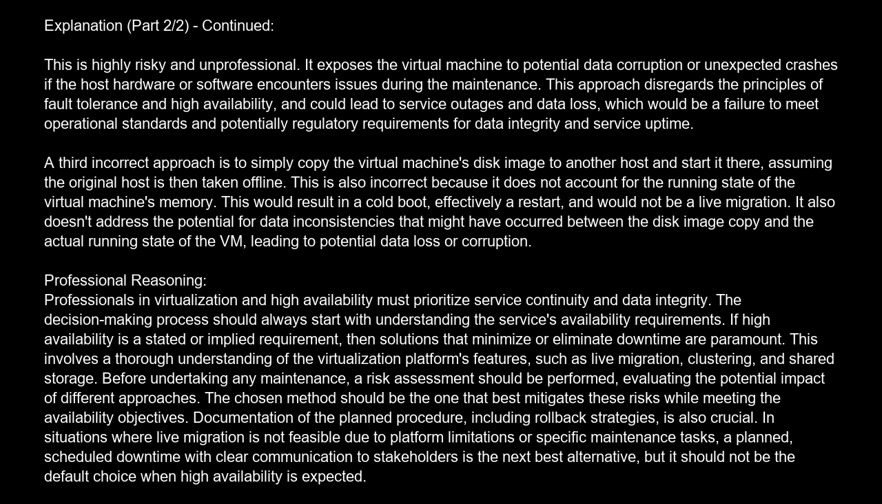A third incorrect approach is to simply copy the virtual machine's disk image to another host and start it there, assuming the original host is then taken offline. This is also incorrect because it does not account for the running state of the virtual machine's memory. This would result in a cold boot, effectively a restart, and would not be a live migration. It also doesn't address the potential for data inconsistencies that might have occurred between the disk image copy and the actual running state of the VM, leading to potential data loss or corruption.